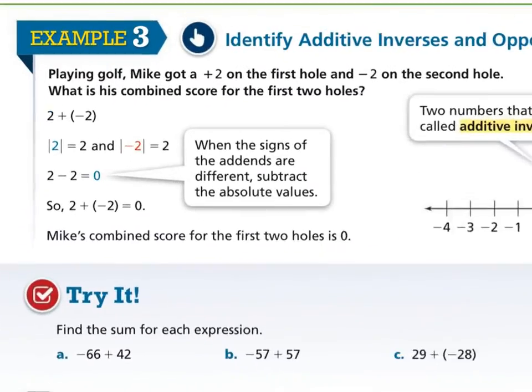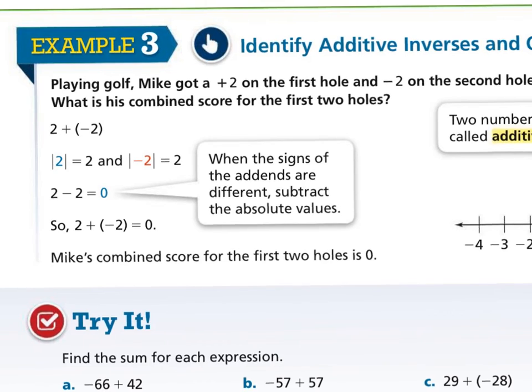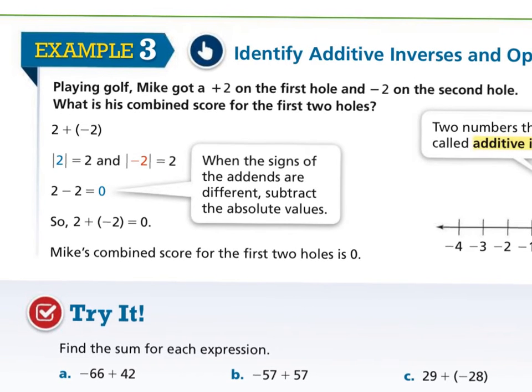Example 3, playing golf. Mike got +2 on the first hole and -2 on the second hole. What is his combined score for the first 2 holes? So with golf, this is in terms of par. Par is like an average of how many times they think it might take you to hit the golf ball to get it in the hole. +2 means over par, it took you 2 more hits to get it in. -2, that's under par. That means it took you 2 fewer hits than what they thought it would.